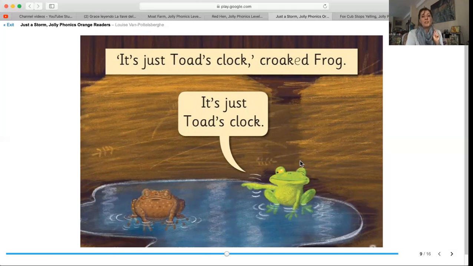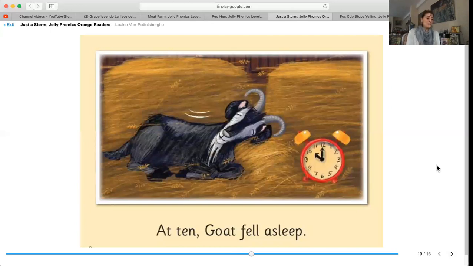Yeah, the frog says, blinking his eye, it's just toad's clock. You see? Oh my goodness, it was just a clock. So then goat, now that she knows that it was just a clock, what did she do? Can you read that? It's my turn now. At 10, goat fell asleep.